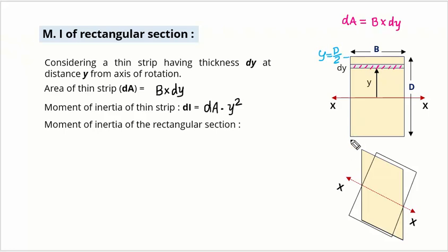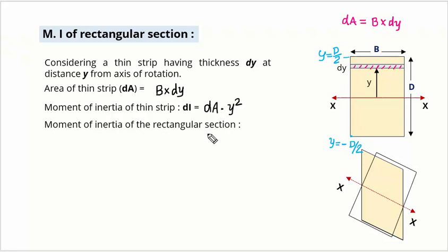And when you come to the bottom, here your y is going to be, because it is below the axis of rotation, I will take minus, and that is going to be minus d by 2. So this is very important. If you want to find the total moment of inertia of the rectangular section, we will integrate from this point to this point. That is, we are going to integrate the small moment of inertia. So let me write this down.